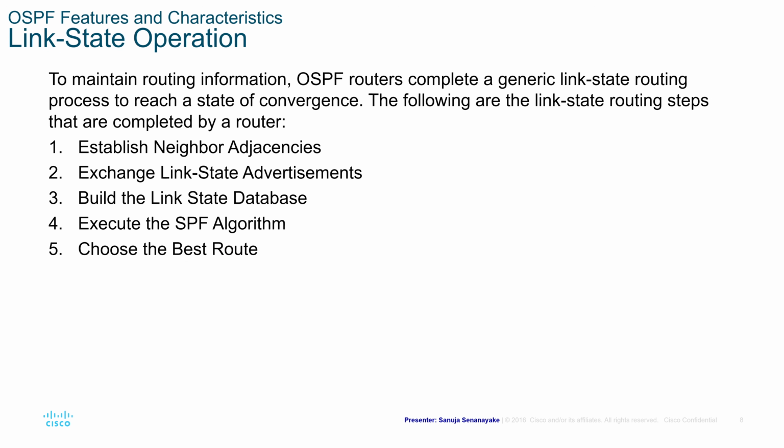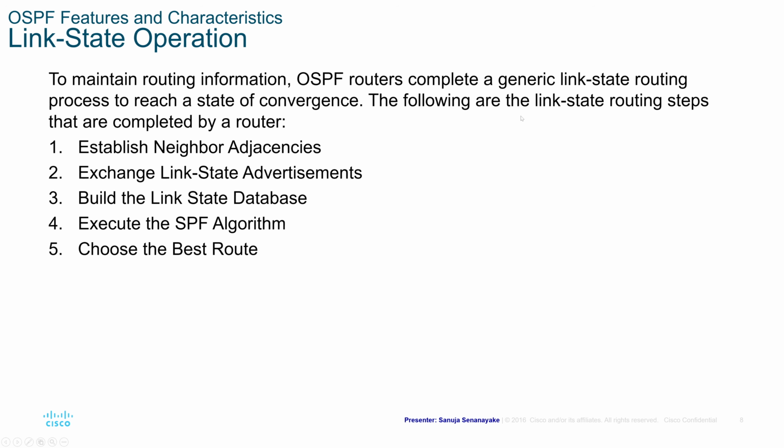Link state operation. To maintain routing information, OSPF routers complete a generic link state routing process to reach a state of convergence, because the main purpose of using a protocol like OSPF is for faster convergence. So this is one of the primary functions.